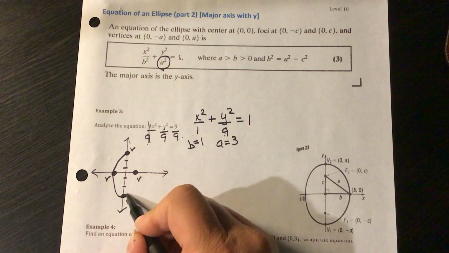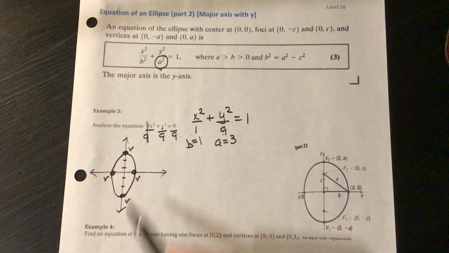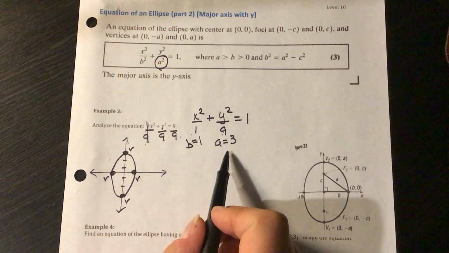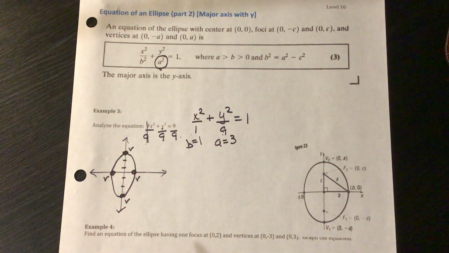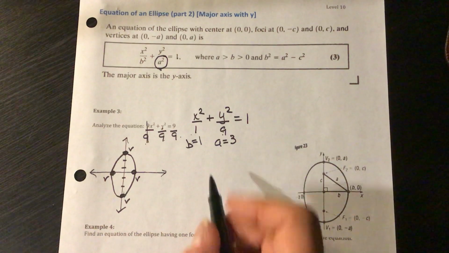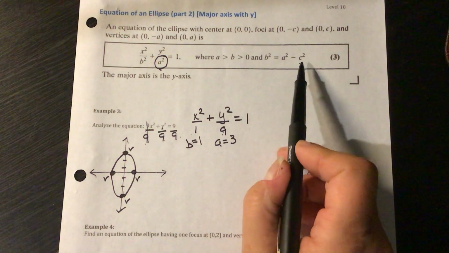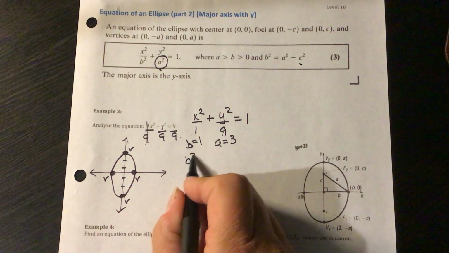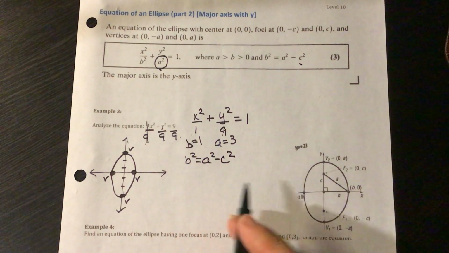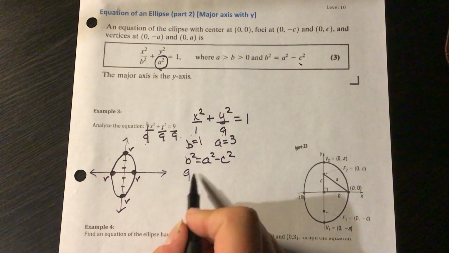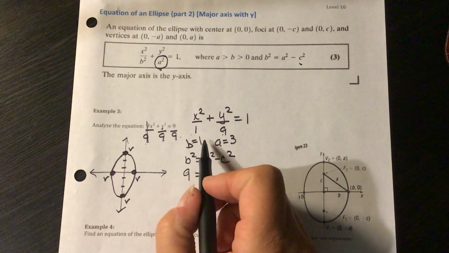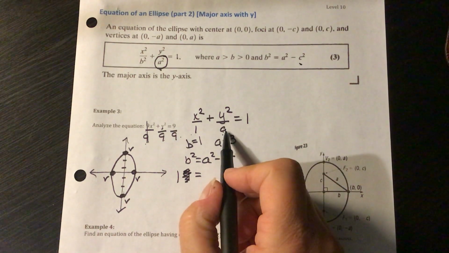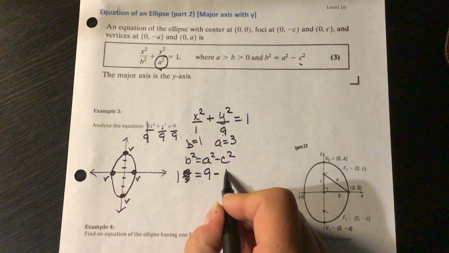Just graphing now, we can see that this is a tall ellipse. The long axis is the y-axis. I know my a and b values, but I need to find my foci. Again, my foci come from the c variable. So again, I'm going to do b squared equals a squared minus c squared. So b squared is 1, and that equals a squared, which is 9, minus c squared.